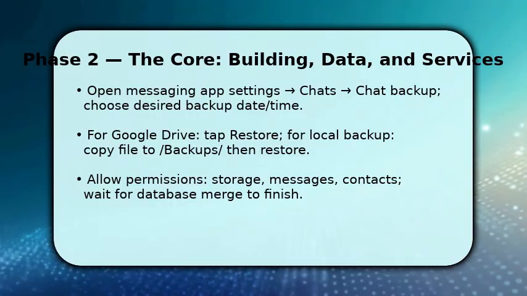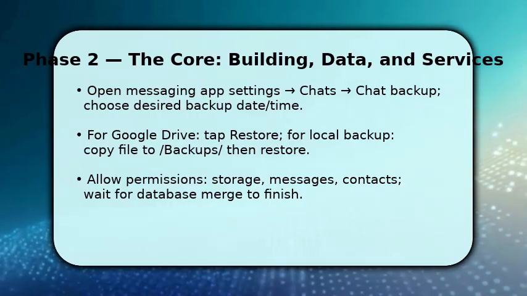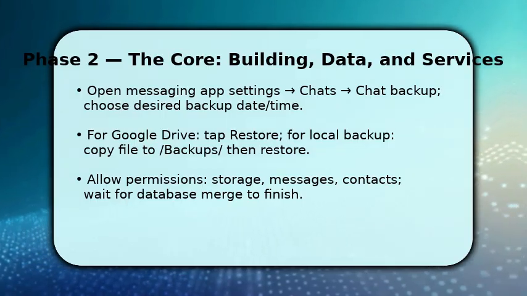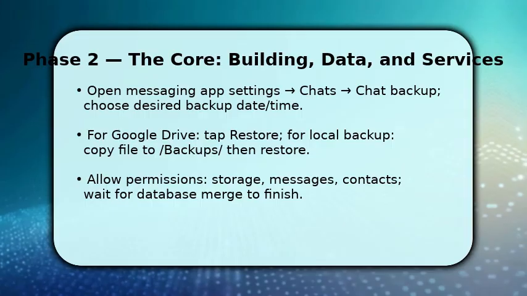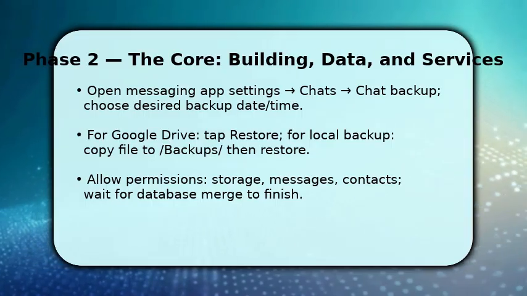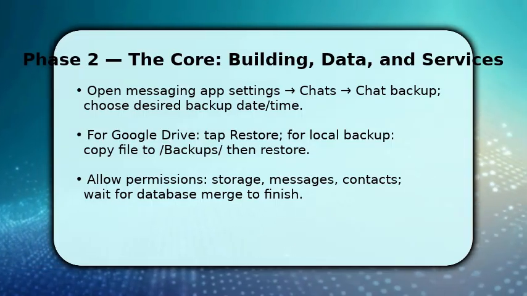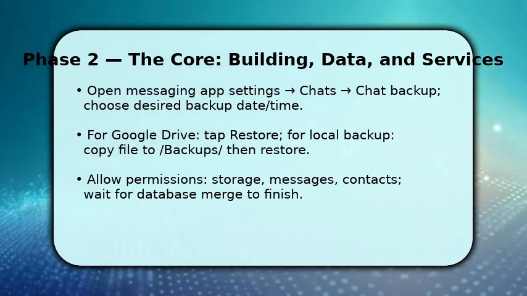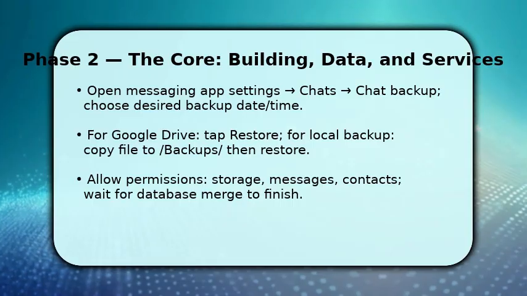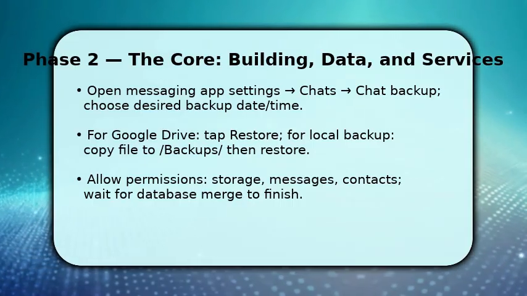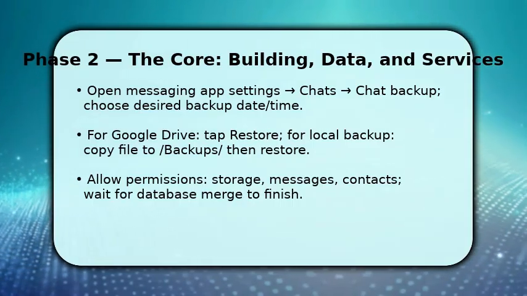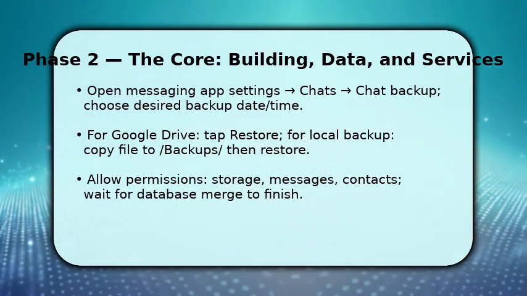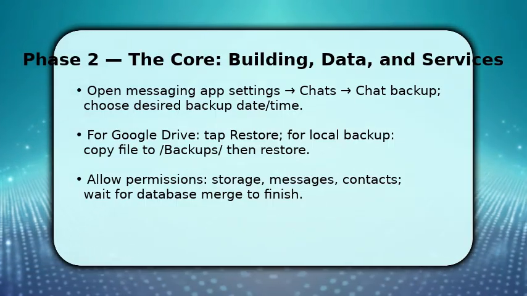Now perform the actual restore. Open your messaging app, go to Chats and Chat Backup, and pick the backup by date. If using Google Drive, tap Restore and grant permissions. If it's a local file, copy the backup to the app/backup/folder and then trigger Restore. Allow storage and messages permissions so the app can merge databases. This may take minutes depending on size. Make sure you do not interrupt the process, because partial restores can corrupt threads or lose media.